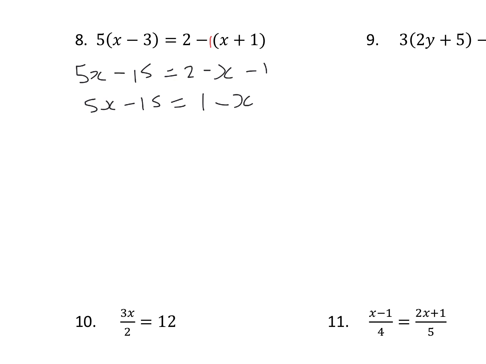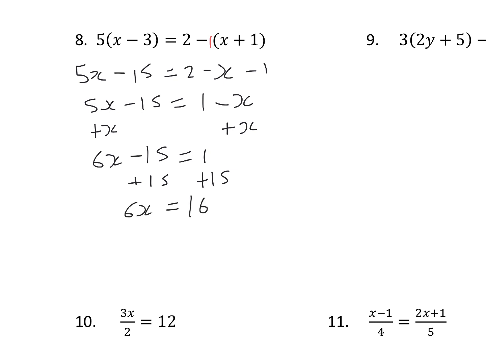We get rid of the smaller number of x's, which is the minus x. We add x to both sides to get rid of it. We get 6x minus 15 equals 1. We then add 15 to both sides. So 6x equals 16. And we divide by the number of x's.